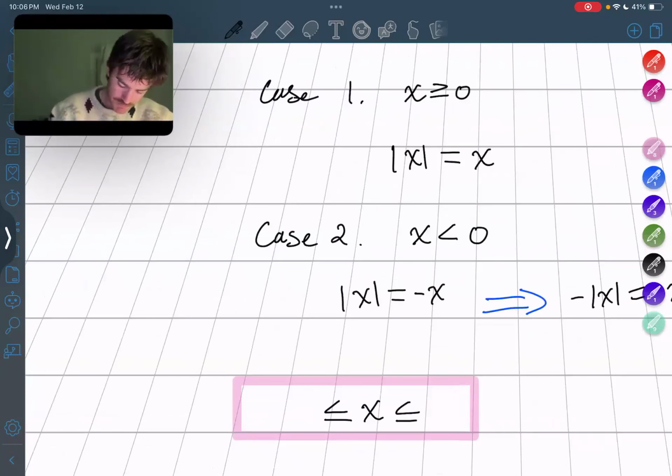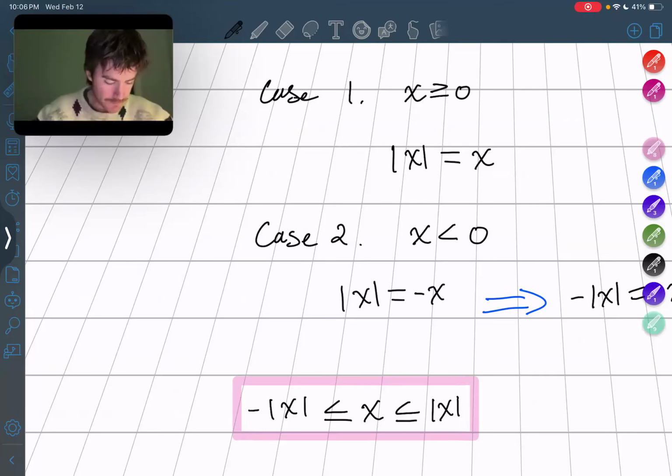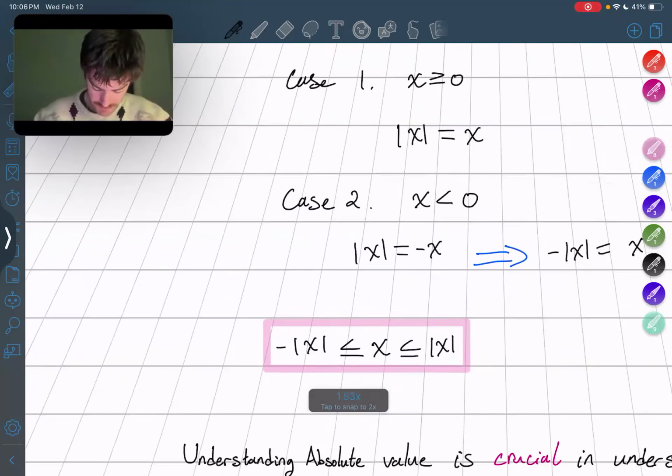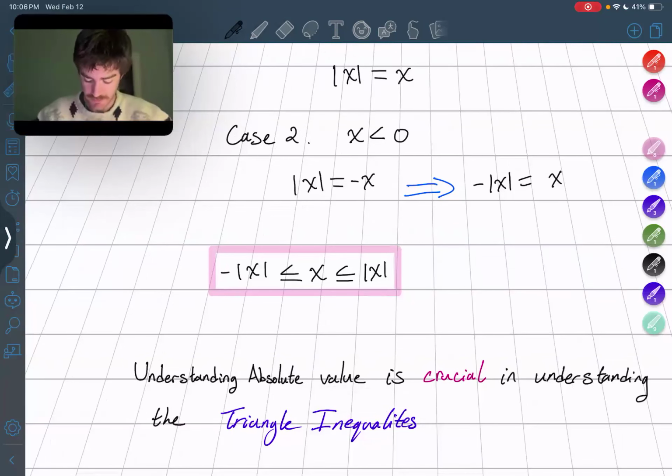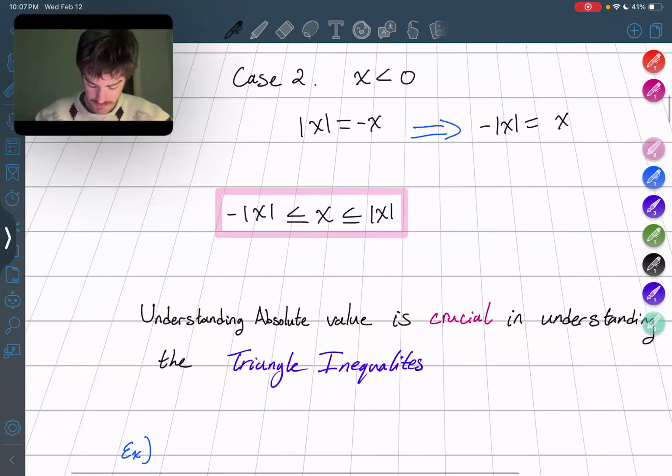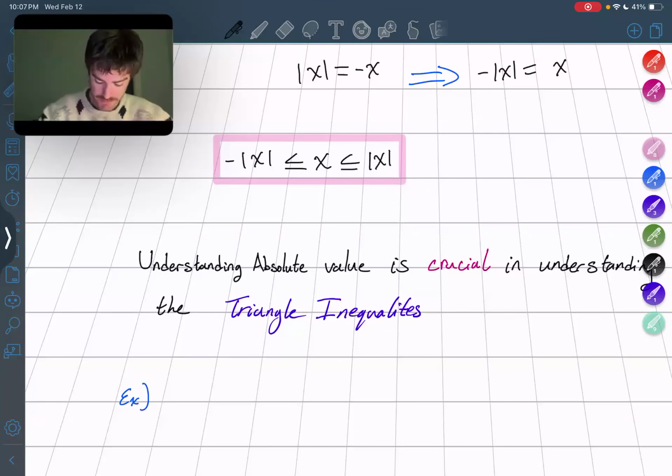Putting these all together, we get that the negative absolute value of x is going to be less than or equal to x, and x is going to be less than or equal to the absolute value of x. You're going to hear me say the word absolute value about 300 times throughout this video, and that's for a very good reason, and that is that understanding absolute value is crucial in understanding the triangle inequalities. So let's do a little bit of practice.